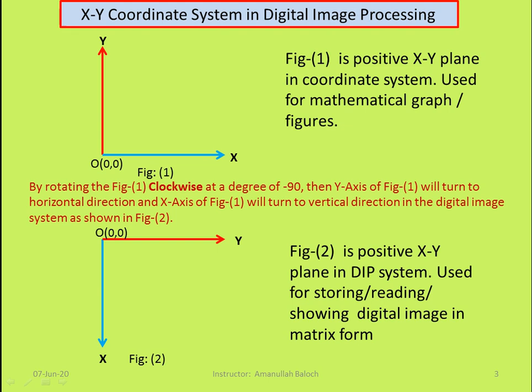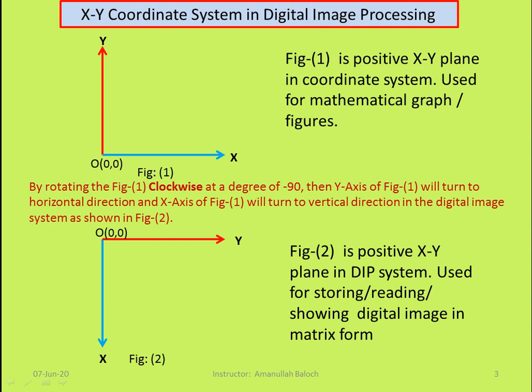Look at this. In mathematics, the y-axis of figure 1 is along the vertical direction, but when we rotate it, it becomes horizontal. It gets the horizontal direction in the digital image processing coordinate system, and the x-axis turns in the clockwise direction, and from the horizontal position it gets the vertical position here in the digital image processing system.